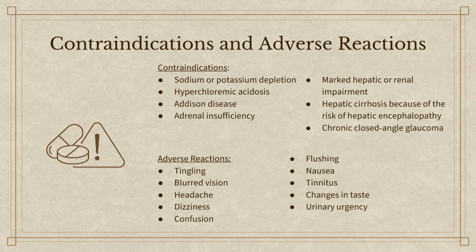It should be used with caution in patients with known kidney or liver disease, diabetes, gout, lupus, hypertension, and pregnancy. Luckily, the adverse reactions tend to be mild and transient, and they can include tingling in the extremities and mouth, blurred vision, headache, dizziness, confusion, flushing, nausea, tinnitus, changes in taste, and urinary urgency. Remember, it's a diuretic. Most of the adverse effects can be avoided by slow infusion over 2 minutes.